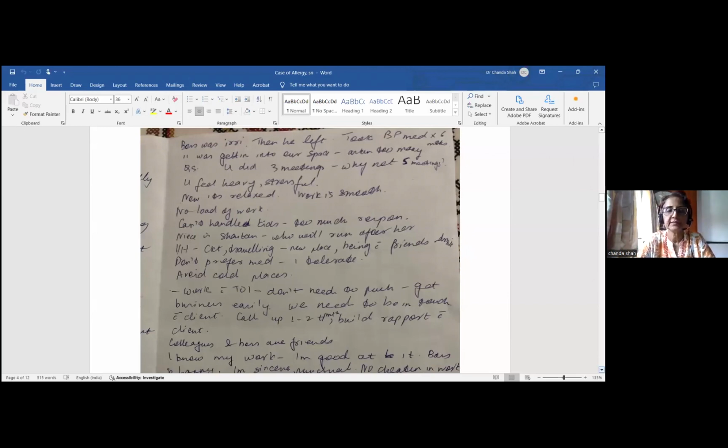So he says it's cricket, traveling, going to new places, being with friends, having a drink together. He said, I don't like to take medicine, I tolerate. And he said, I avoid cold places. So then, like I said, he's not talking much, so I'm pushing him a little more to say something. Tell about your work with Times of India.